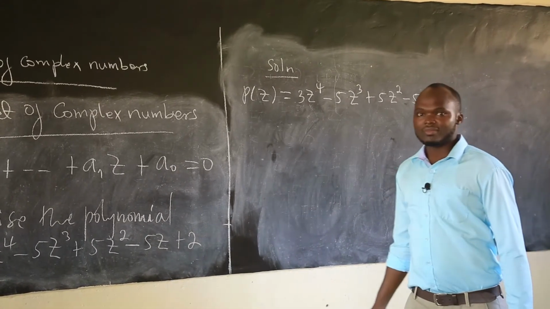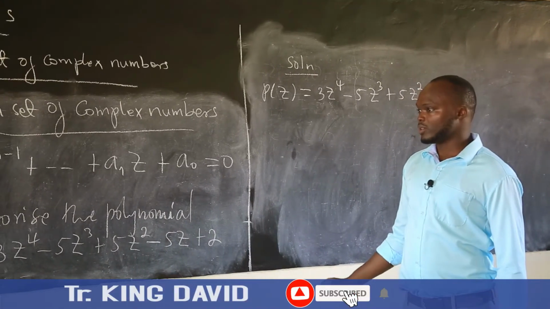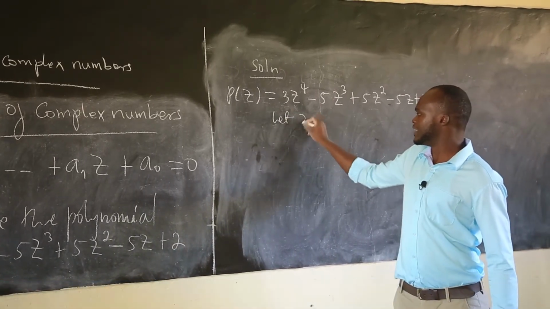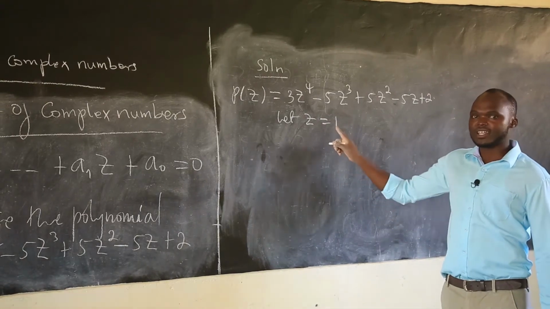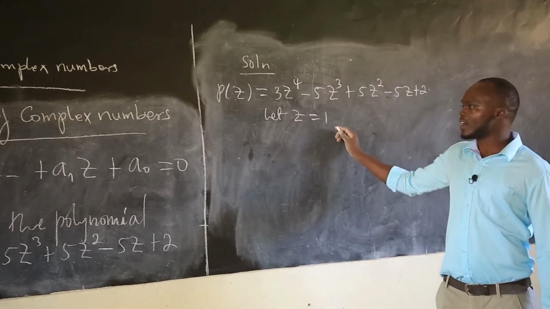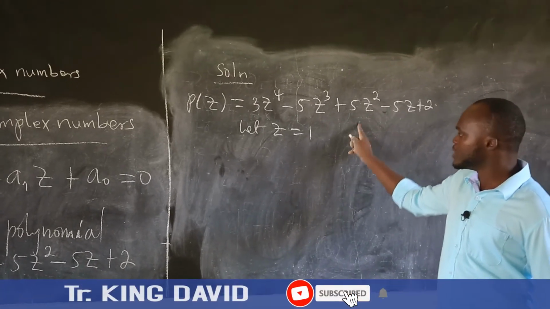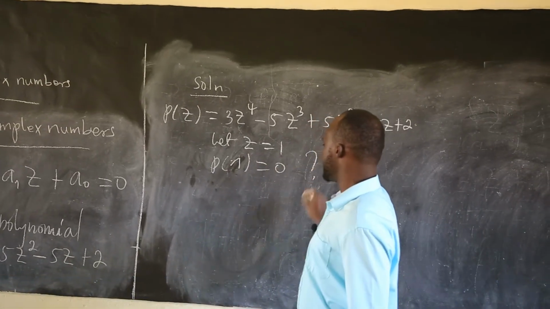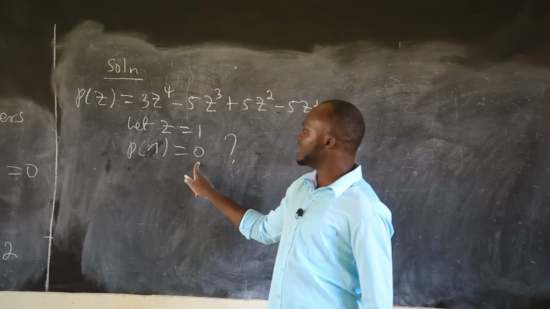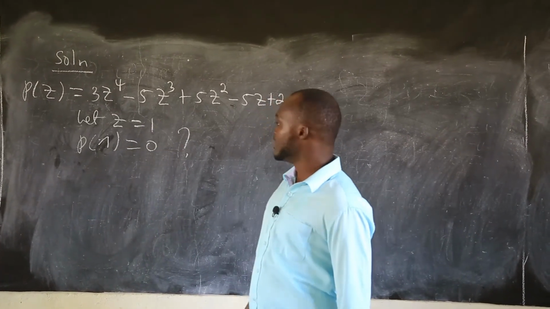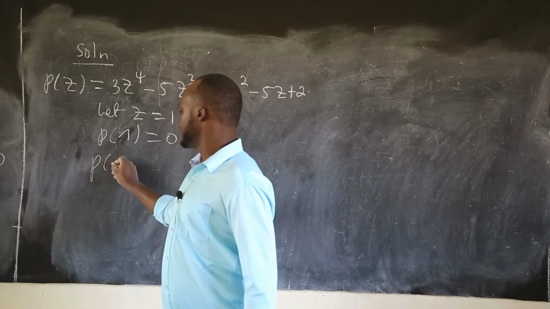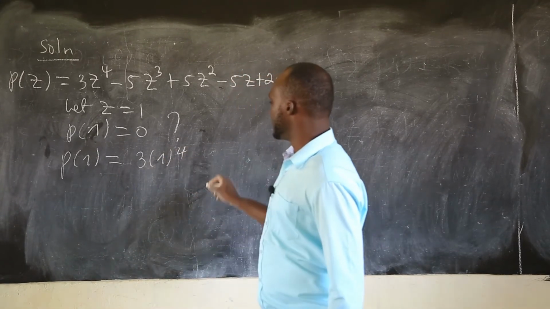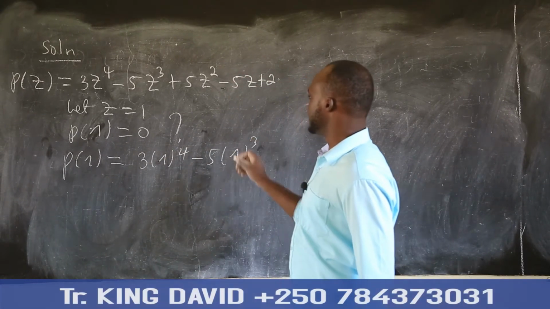Then what we're going to do here, we're going to let Z equal to 1. So if Z is 1, we see if it can satisfy that equation. So will P of Z be equal to 0? P of 1 will be equal to 0. That is our question. If P of 1 is 0, it means that this Z will be a root.